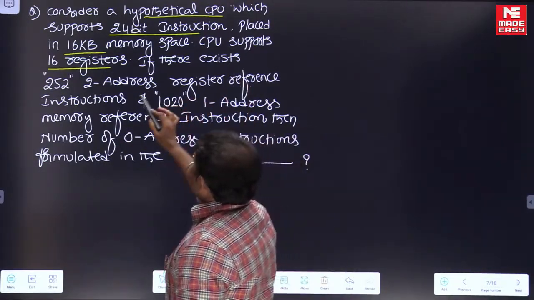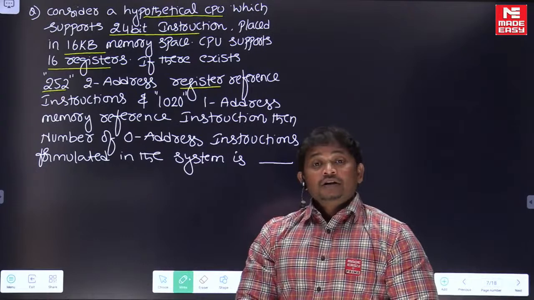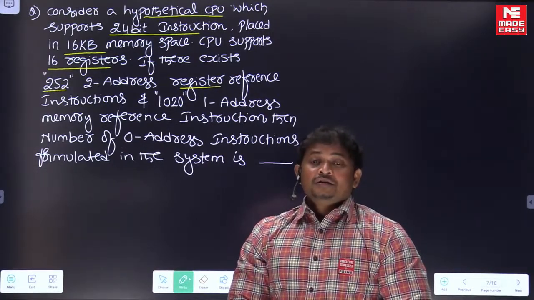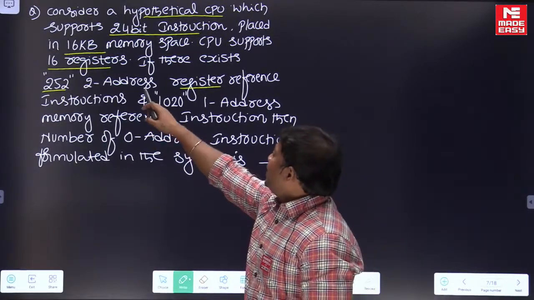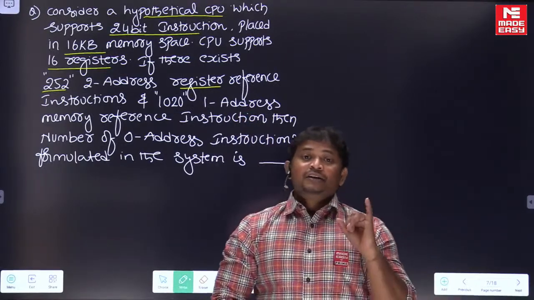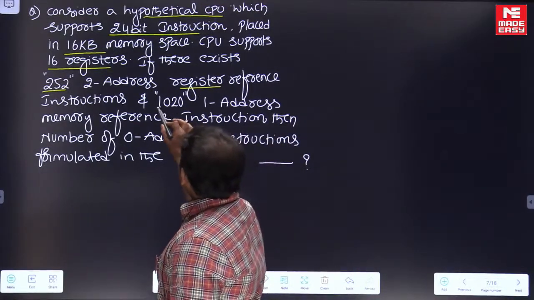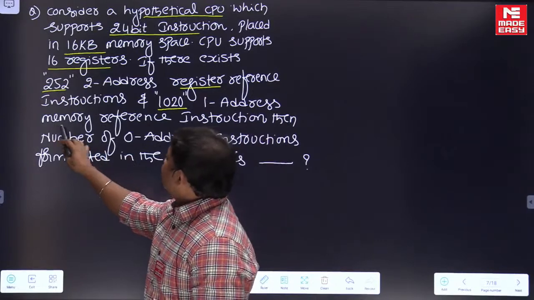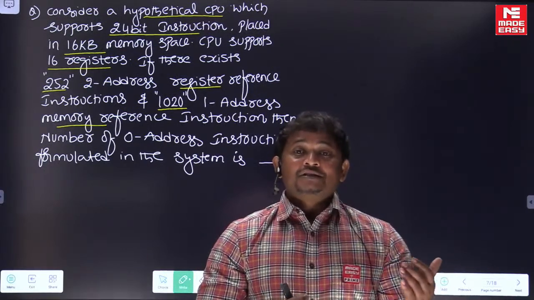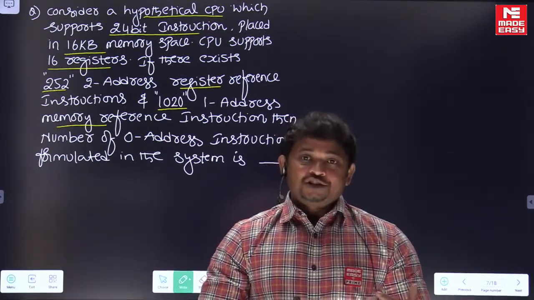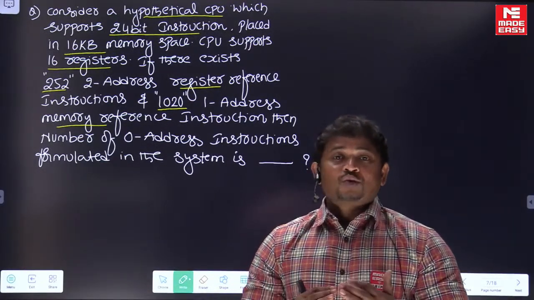If there exist 252 two-address register reference instructions, what does it mean? In a two-address instruction, both addresses refer to registers. Address 1 is a register address, address 2 is also a register address. And 1020 one-address memory reference instructions. See this? Two-address instructions are register reference instructions. One-address instructions are memory reference instructions. There is a clear difference present in the question itself.